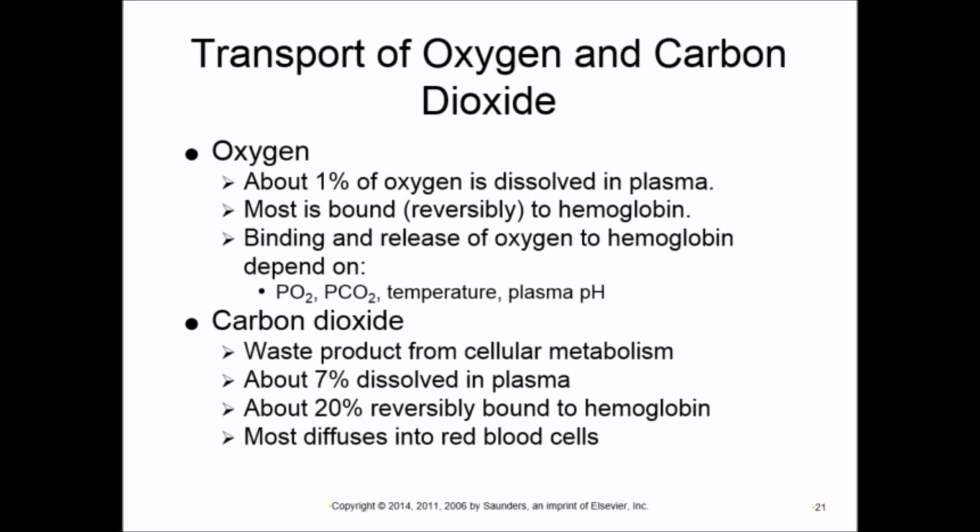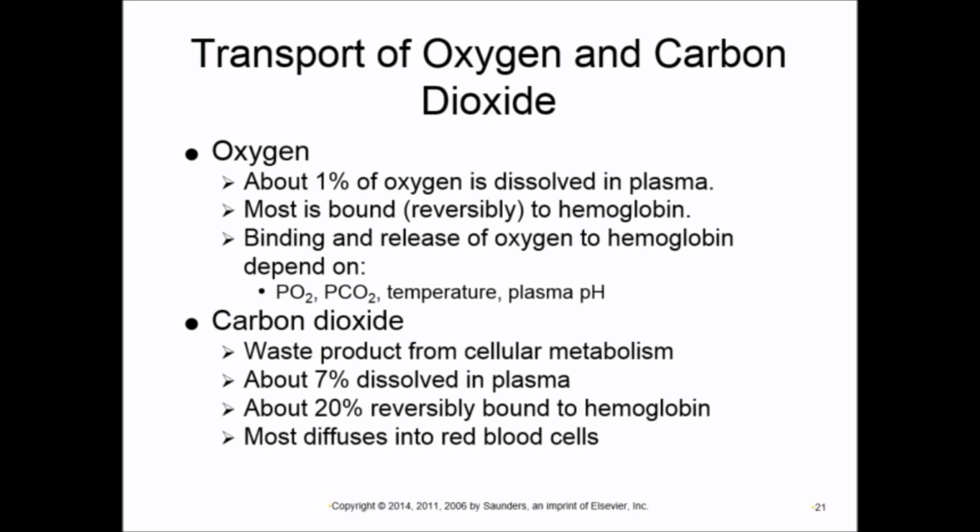Oxygen traveling in the blood and carbon dioxide traveling in the blood. Oxygen, just 1% of it will be dissolved. Most of it is actually attached to the hemoglobin, and part of it will be released from hemoglobin. The oxygen will be released from hemoglobin when you need it, and this will depend on the pressure, the PO2.